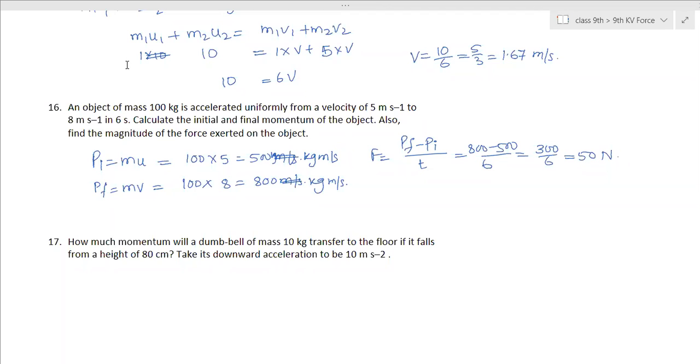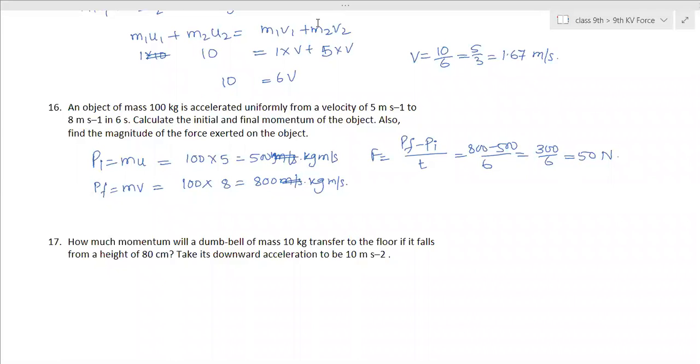Ma'am, it should be 100. No, 40. 10 into 10. You got 4, I think so, right now. The velocity I got 4 meter per second. Oh yeah, okay. Final. Okay. Ma'am, how do we find velocity?